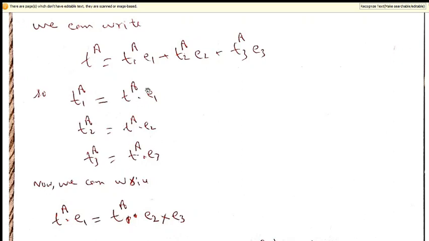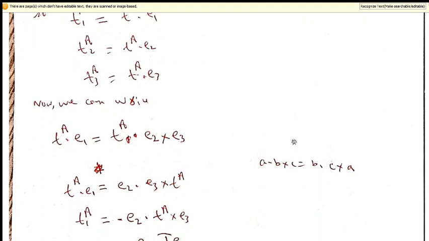So now we will calculate this thing. You can write TA dot E1 equals TA dot, instead of E1 we are using E2 cross E3. We know that E2 cross E3 is E1. Here we will use this: A dot B cross C equals B dot C cross A.